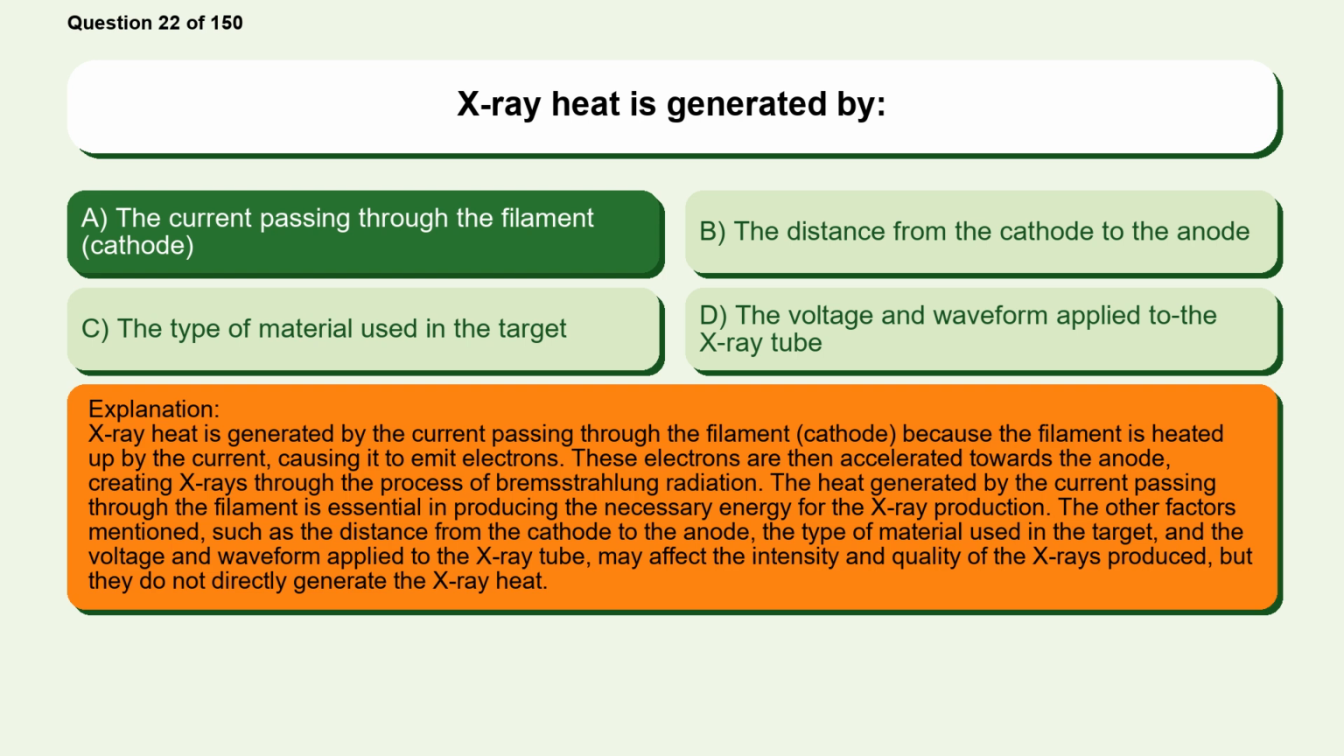X-ray heat is generated by the current passing through the filament, cathode, because the filament is heated up by the current, causing it to emit electrons. These electrons are then accelerated towards the anode, creating X-rays through the process of Bremsstrahlung radiation. The heat generated by the current passing through the filament is essential in producing the necessary energy for the X-ray production. The other factors mentioned, such as the distance from the cathode to the anode, the type of material used in the target, and the voltage and waveform applied to the X-ray tube, may affect the intensity and quality of the X-rays produced, but they do not directly generate the X-ray heat.